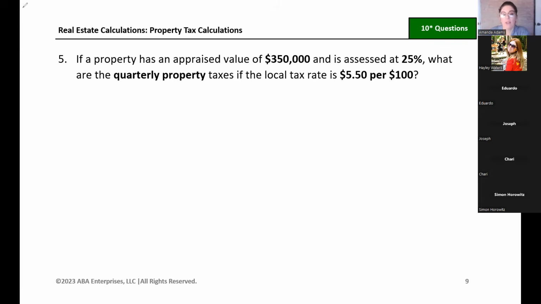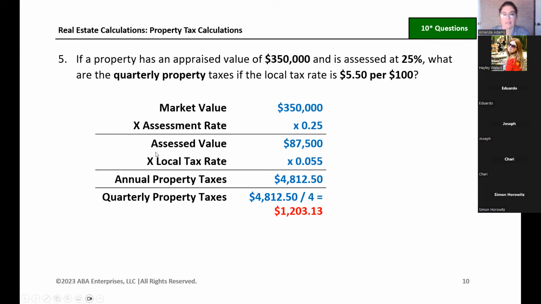Okay. So we'll have the 350,000 times 25% is an assessed value of $87,500. And then we have our local tax rate of 0.055. So our annual property tax amount will be $4,812.50. But this time I'm asking for quarterly property taxes, right?